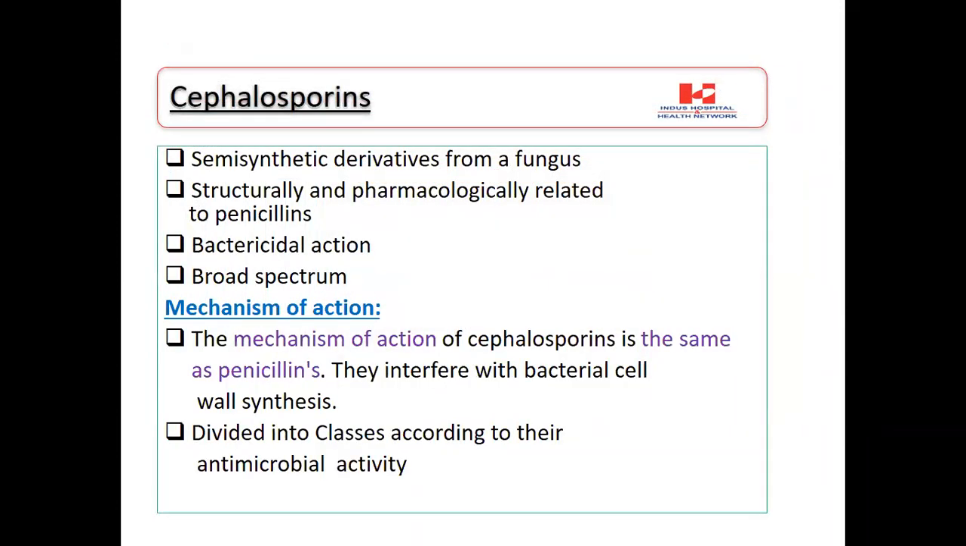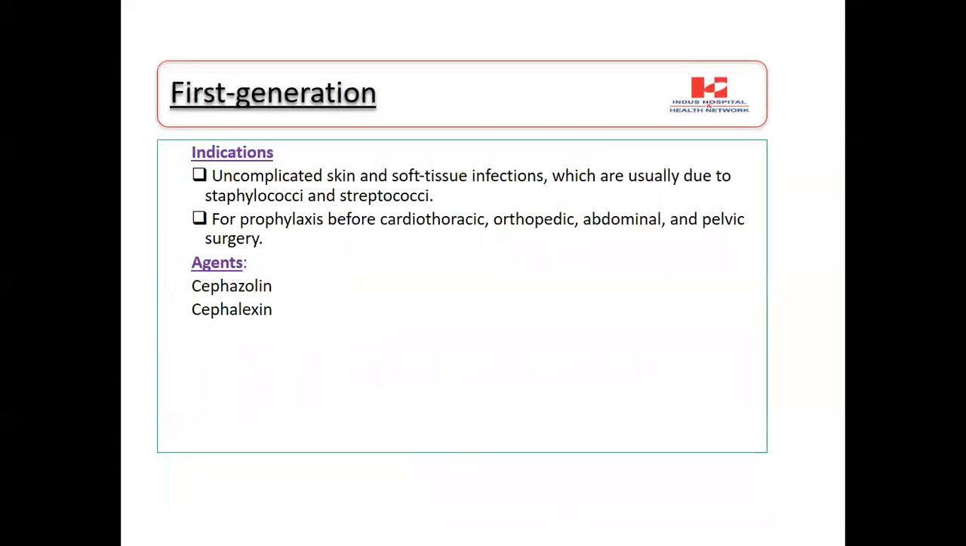These are basically semi-synthetic derivatives from fungus, and their action is the same as we discussed for the penicillins, with bactericidal rather than bacteriostatic action. They are divided into classes according to their antimicrobial activities. The first generation can be safely used in uncomplicated skin and soft tissue infections to cover staphylococcus and streptococcus. Usually these agents are cefalexin in oral form and cefazolin in IV form, which is usually given for surgical prophylaxis in cardiothoracic, orthopedic and intra-abdominal surgeries.